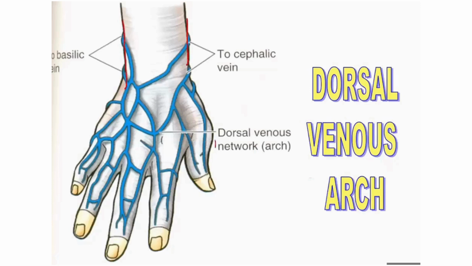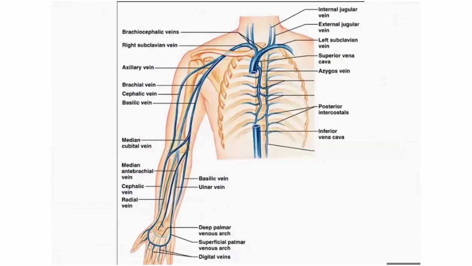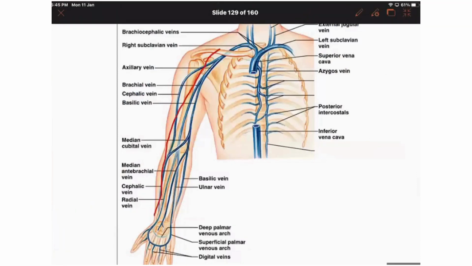What is the vein connecting the basilic and cephalic in front of the cubital fossa? Median cubital vein. Cephalic vein will pierce what fascia here? Clavipectoral fascia. It drains into the axillary vein. This is the cephalic vein, which is draining into the axillary vein.